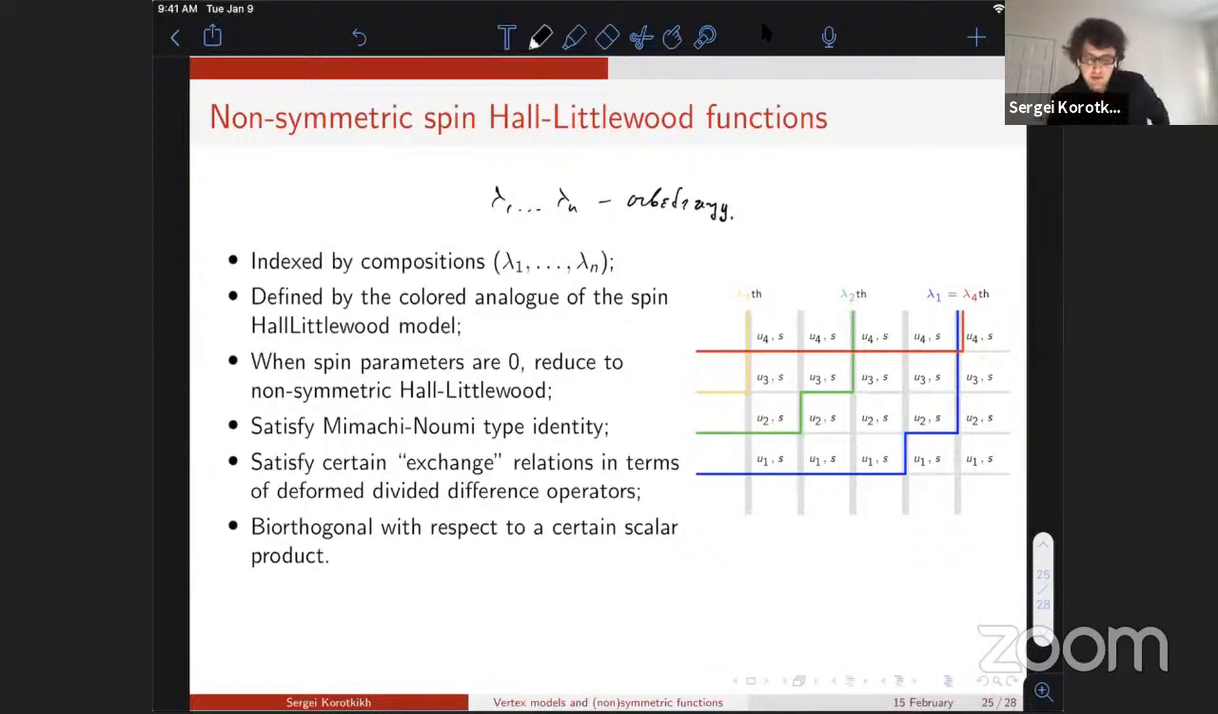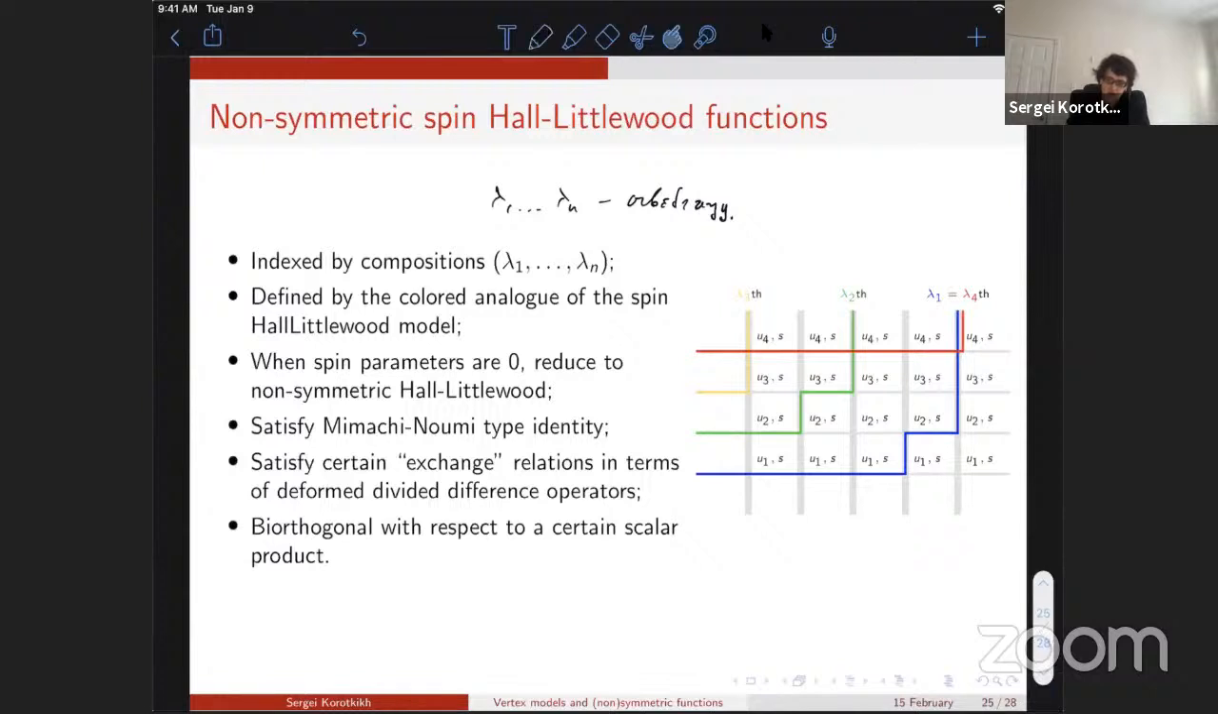And the original symmetric functions can be constructed from these non-symmetric analogs by taking the sum over all permutations of these compositions, and the result will be the corresponding symmetric function for the dominant ordering of this composition. And it turns out that this non-symmetric analog can be extended to the spin setting. And in terms of vertex models, this expansion in terms of the orbit of the Weyl group, like decomposing into these smaller blocks, can be seen as coloring our vertex model in different ways.